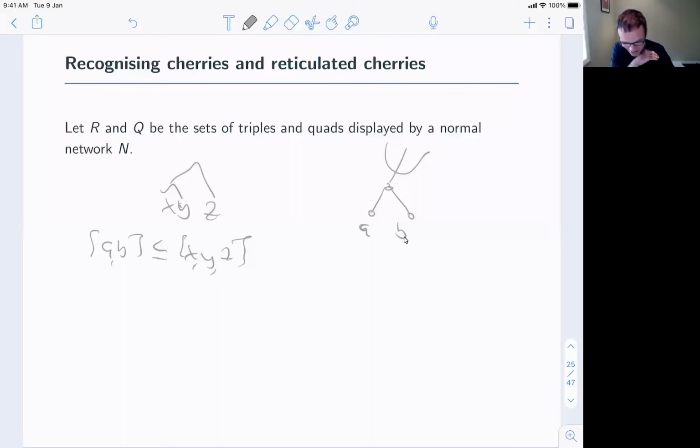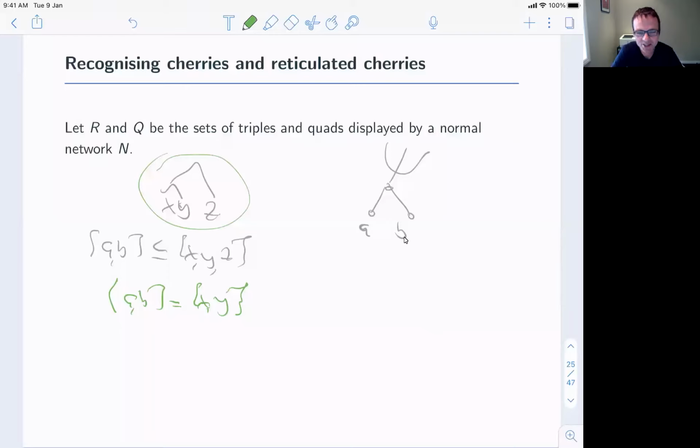So I'll do it again. AB is a cherry in the normal network. And I tell you, here's a triple from the normal network, X, Y, Z, and A, B are two of those leaves. What must A and B be? X and Y? X, Y, right, excellent. All right, so thanks, Mark.